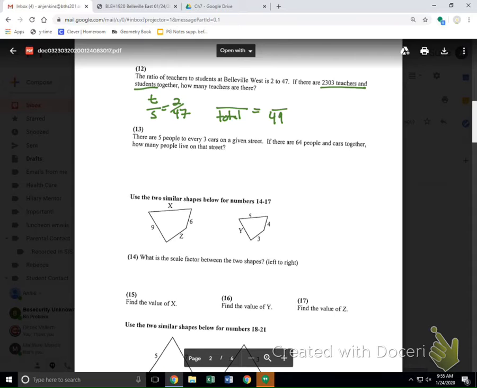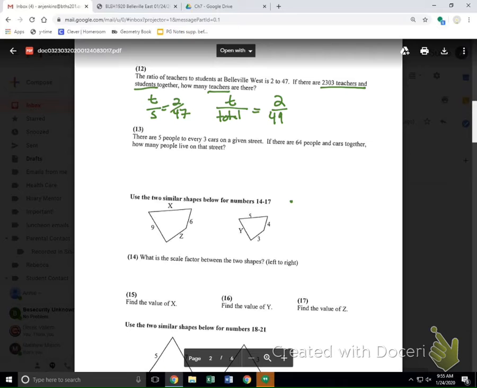And then we're comparing it to teachers. And what was our ratio portion for teachers? So teachers was the 2, right? So that's the part we're looking at there. It's a 49. So we just created our new ratio, teachers over total. We knew the teacher part was 2. The total was considering both parts, the teachers and students.